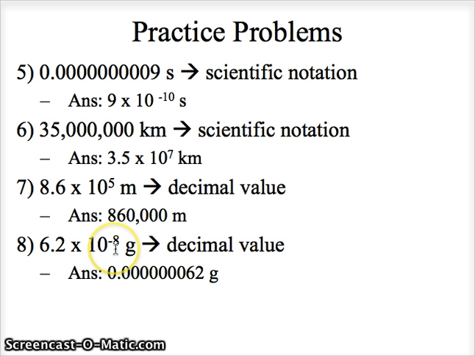And since the number 8, we have a negative 8 as the exponent. We know that the value for this measurement is quite small. And we're going to be moving the decimal point 8 times to the left, giving us 0.7062 grams. So it's a pretty small number.